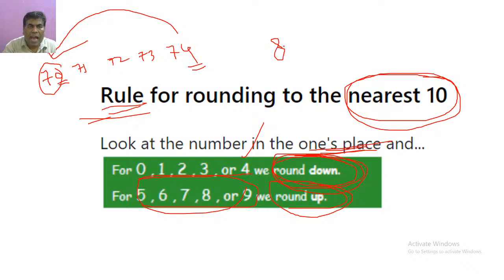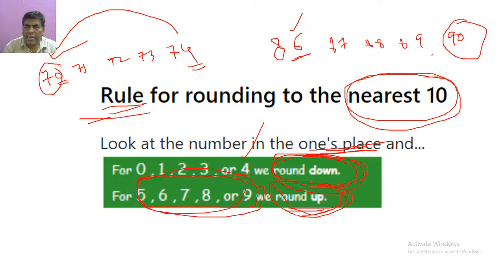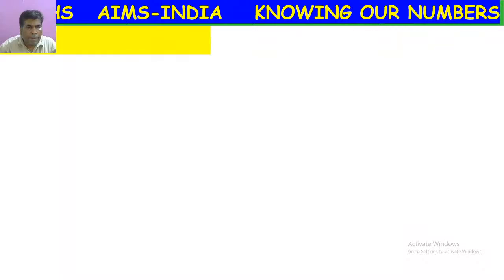Or else, if I have 86, what is in units place? 6. If we have 5, 6, 7, 8, 9, we have to round up. Means after 86 comes 87, next 88, next 89, next we will get 90. What is the nearest 10? 90. So 86 rounded off to 90. Like that we have to round it off.